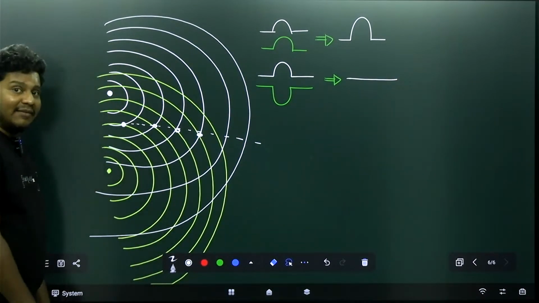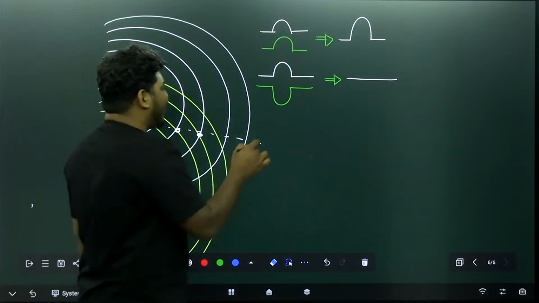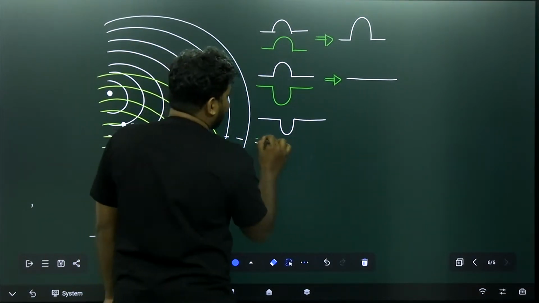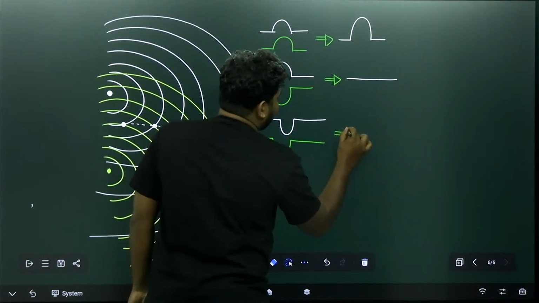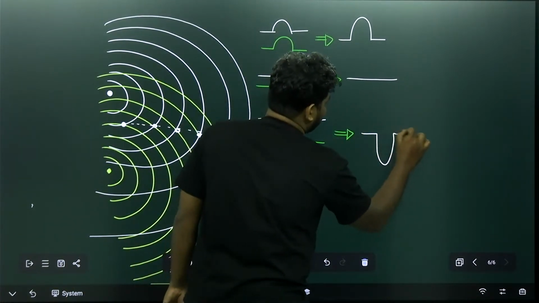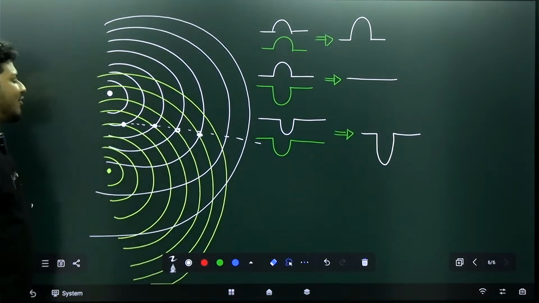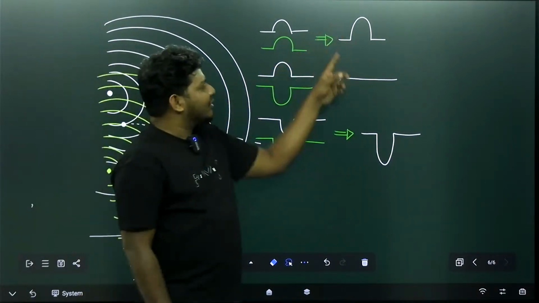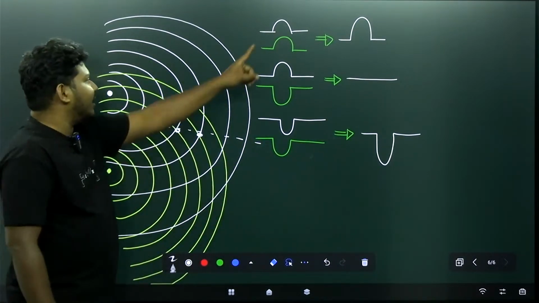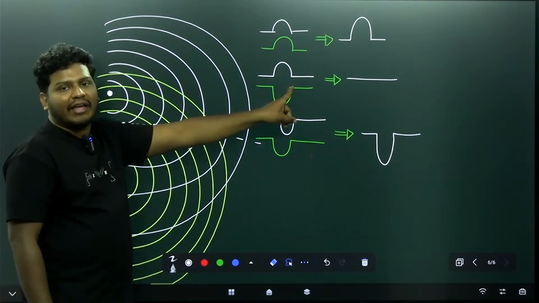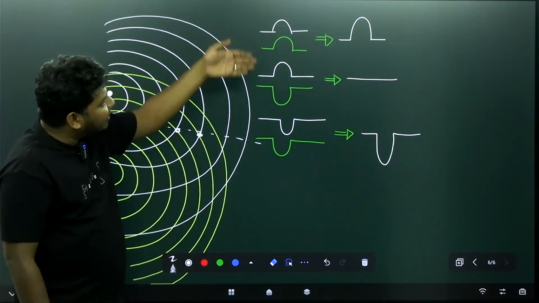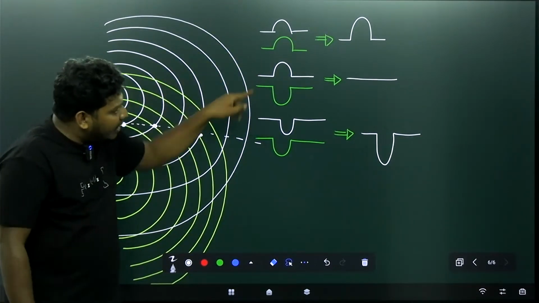So you can see in this case, somehow this will also happen. One wave is coming like this, the other looks like this. How will the resultant be? The resultant looks like this. So you can see these three kinds of superposition resultant waves. One is like this, another has no wave at all, and the other looks like this. So one is like this, one is flat, and then one is down.